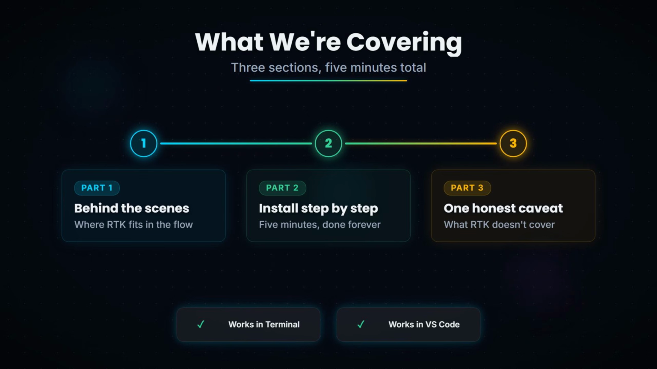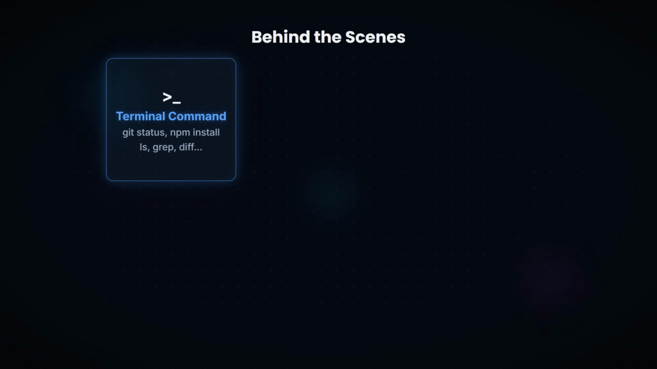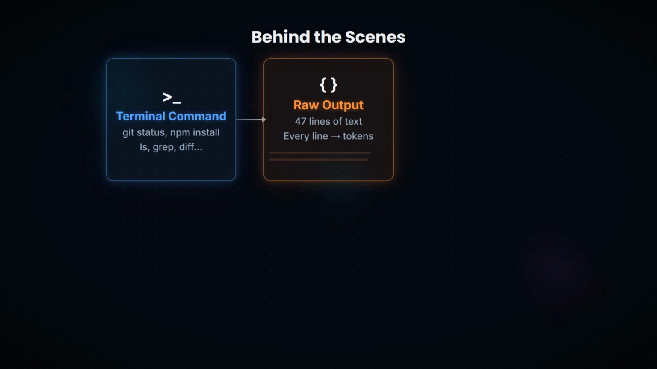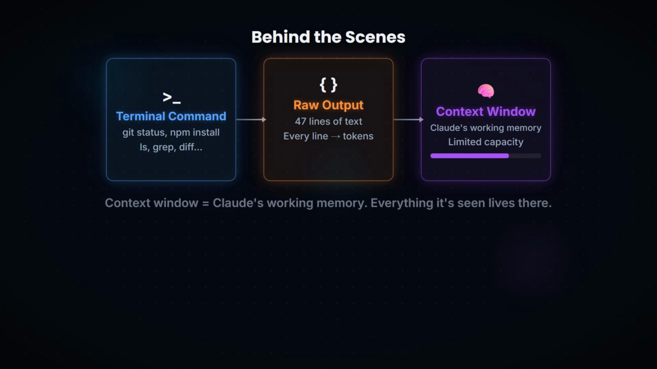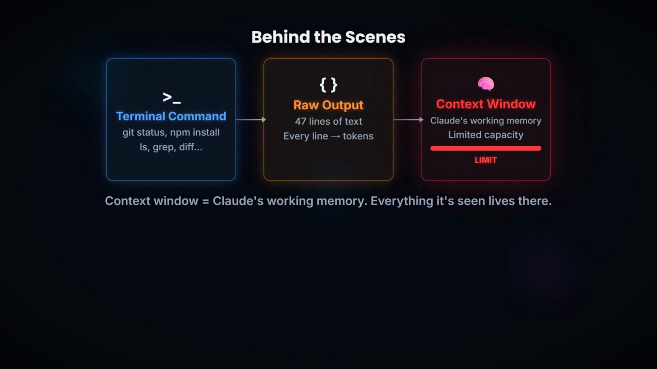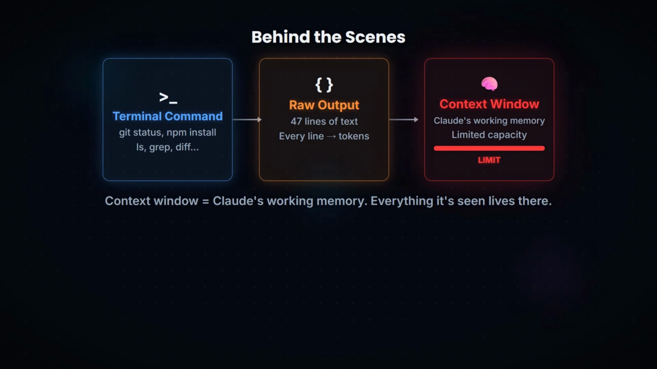So here's what's happening behind the scenes. Every time Claude Code runs a terminal command for you, let's say if you ask it to run git status, it gets the full raw output back, and every single line of that output goes straight into Claude's context window as tokens. Context window is the working memory Claude Code uses to keep track of your session. Everything it's seen lives here, and there is a limit on how much it can hold.